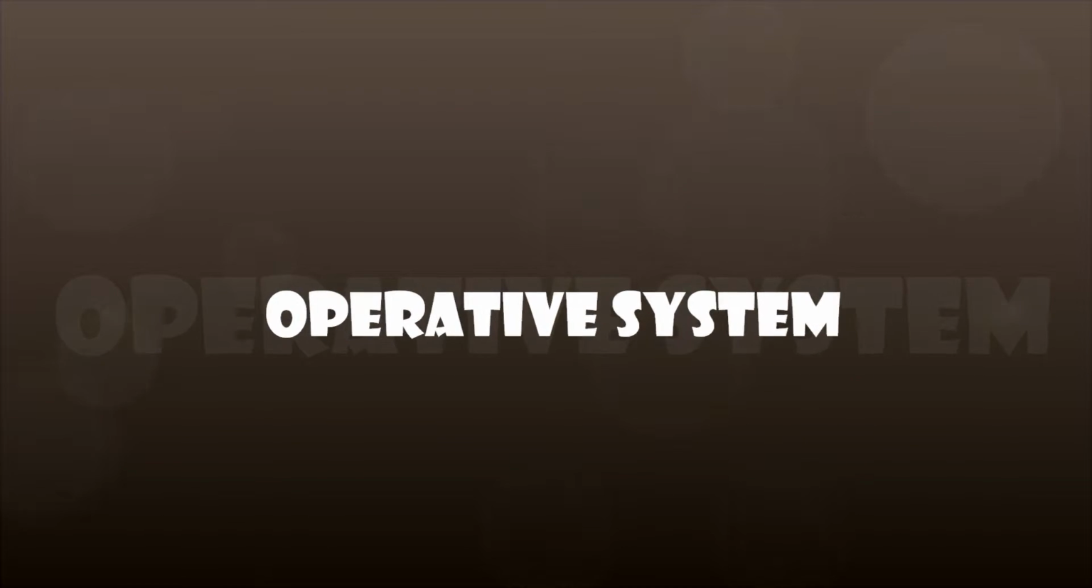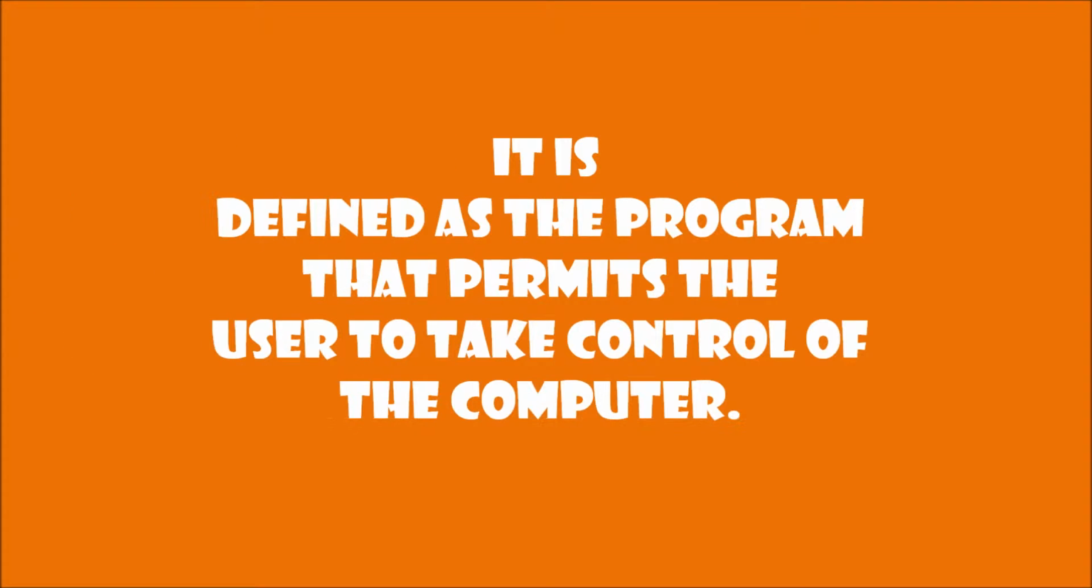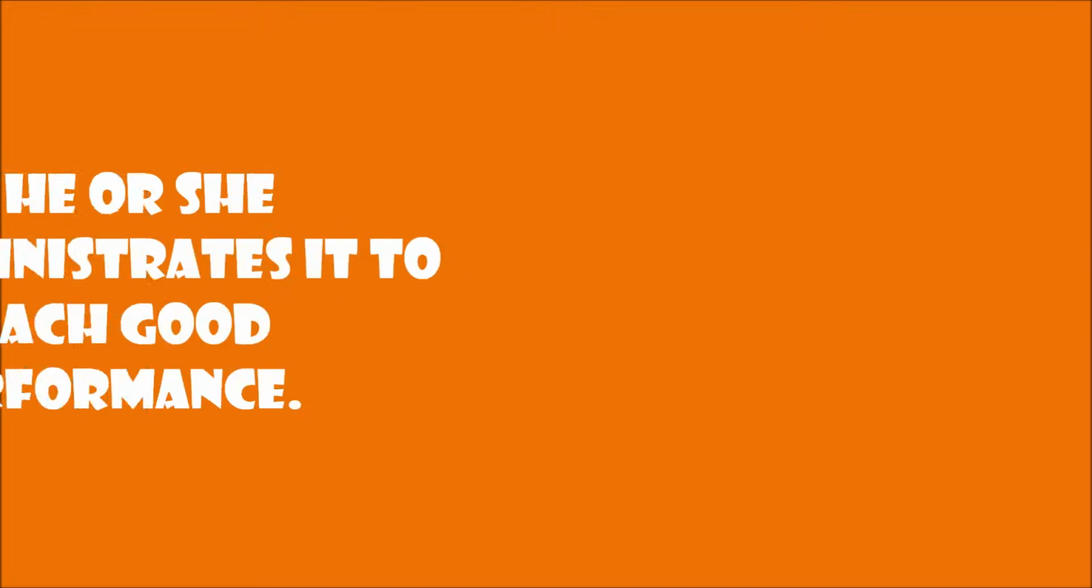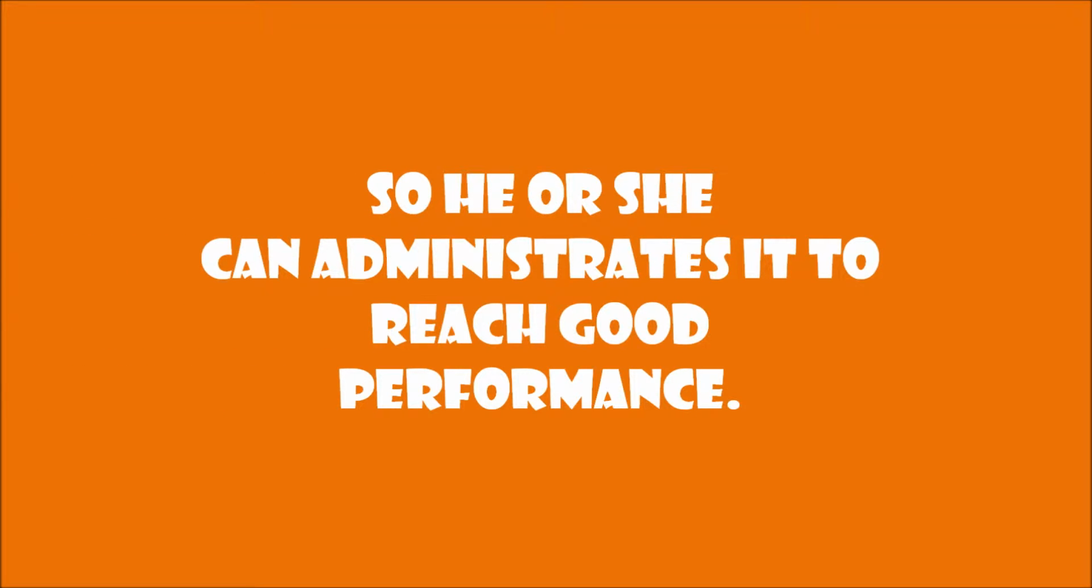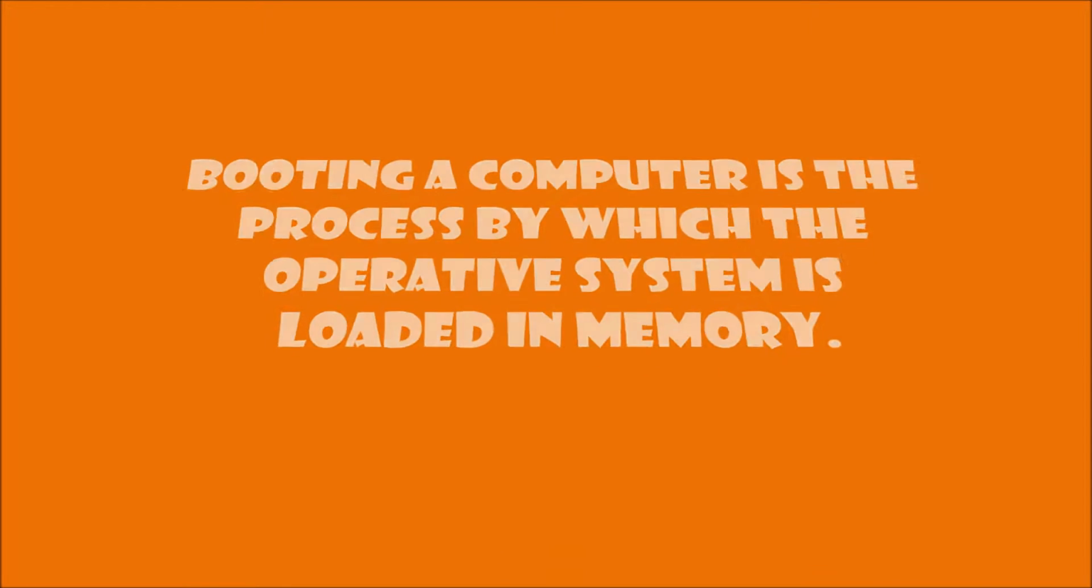Now I'm going to talk about the operative system. The operative system is the most important program of a computer. It is defined as a program that permits the user to take control of the computer, both software and hardware, so he or she can administrate it to reach good performance. Booting a computer is a process by which the operative system is loaded in memory.